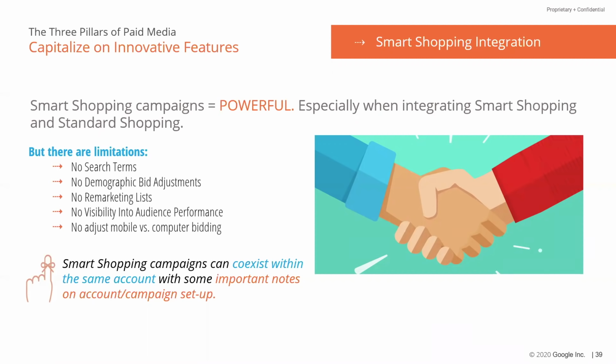No search terms, you don't get access to that. You can't really bid up or down on demographics. No remarketing lists. You don't even have visibility into what audiences perform in conjunction with the shopping campaigns. And you definitely can't adjust mobile bidding versus computer bidding, which are definitely pain points. So there is a need, obviously, to run some standard shopping campaigns in certain situations, and we believe that these two campaign types can run in tandem effectively. So we'll get into that on the next slide here.